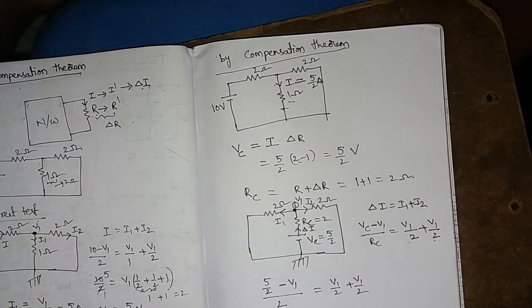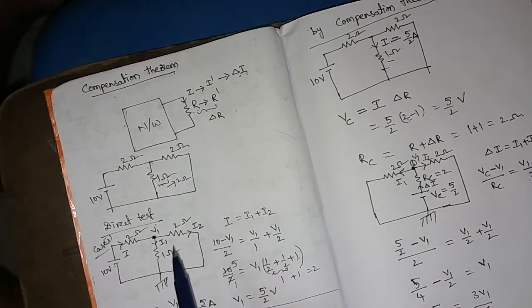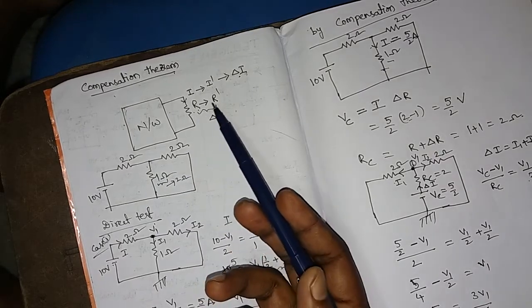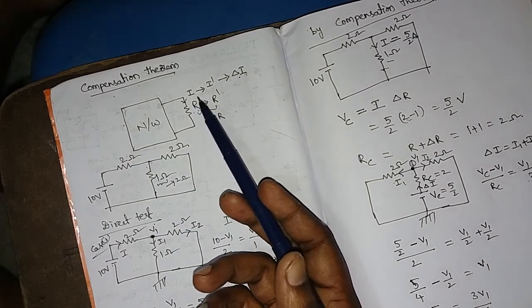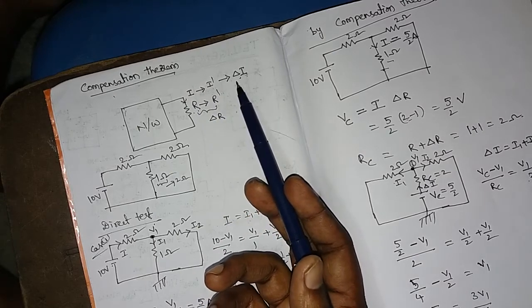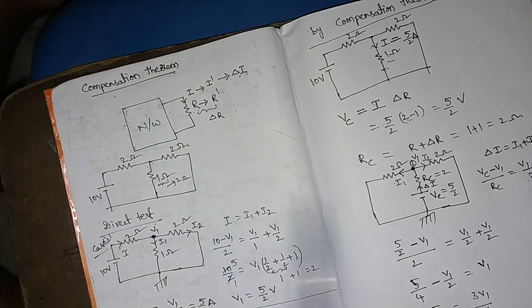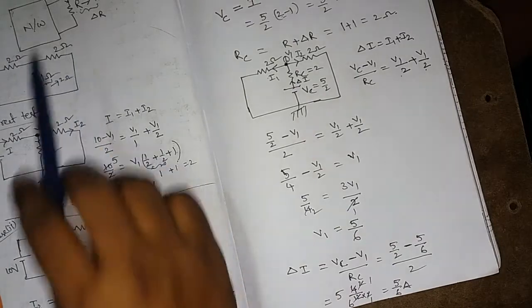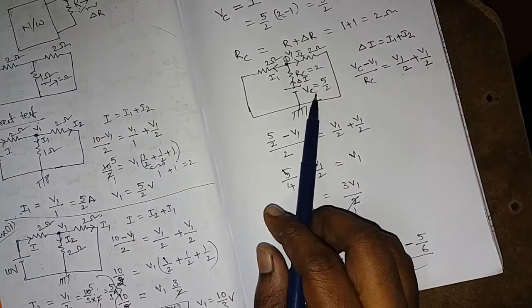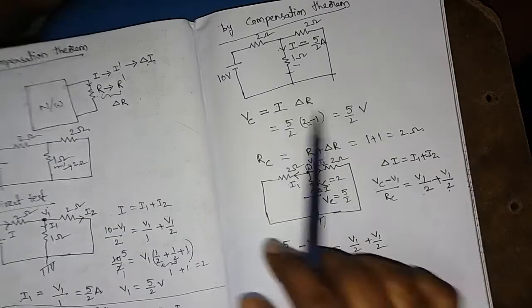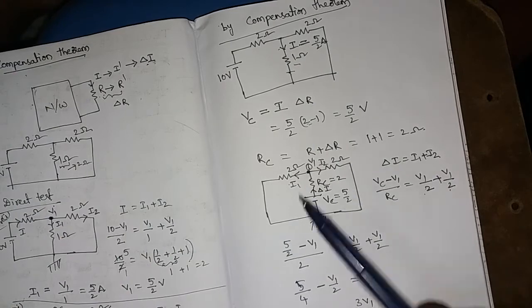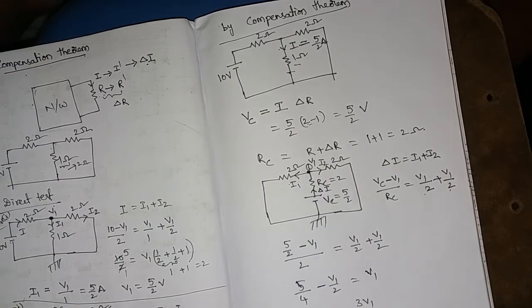So this is how you need to do the problem with the compensation theorem. Mainly, what is the compensation theorem? Whenever any branch resistance is changed from R to R dash, the current changes from I to I dash. That change in current is determined by the compensation theorem, by introducing the compensation voltage in series with that branch, that is VC equal to I into delta R, and the branch resistance is changed to RC, where RC is equal to R plus delta R.